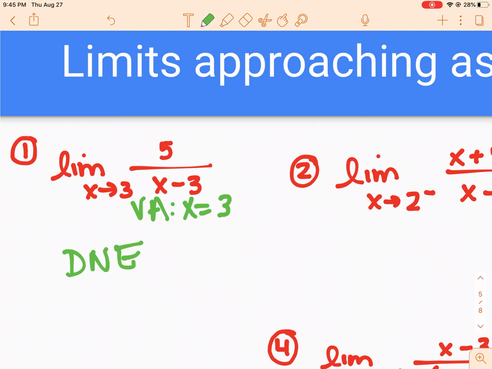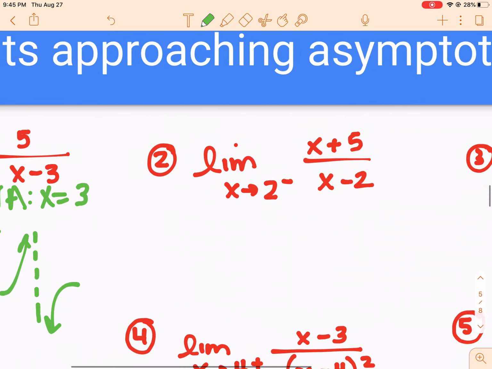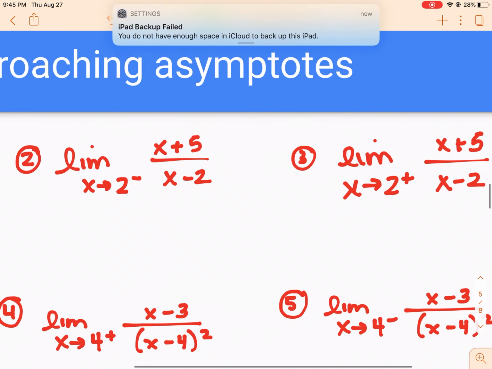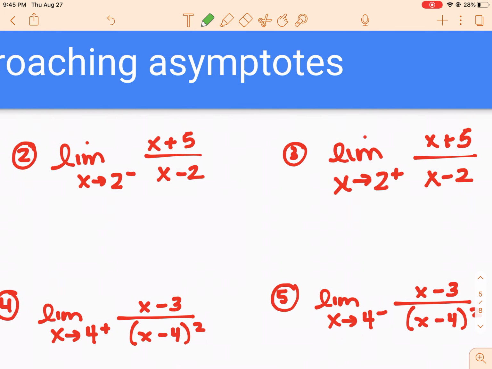Not existing. They're never going to touch because there is this dashed line in which they will, no, in this case, actually one side goes up and one side goes down. But either way, they're never touching, so it doesn't exist. Number 2 and number 3 go together. Numbers 2 and 3 are addressing approaching the asymptote at x equals 2. So we know that there is a vertical asymptote at x equals 2 for both of these problems.